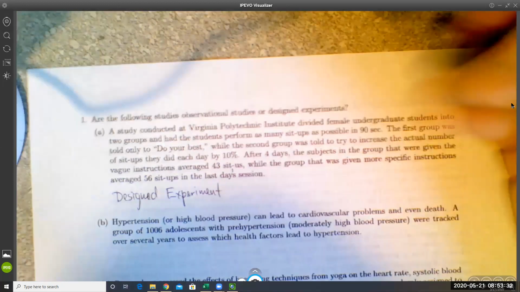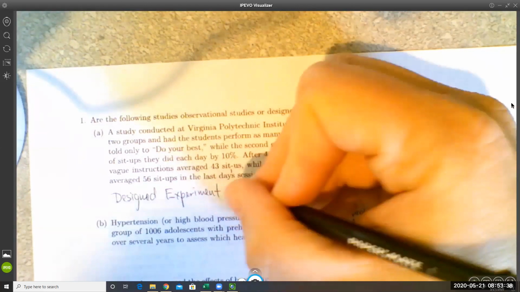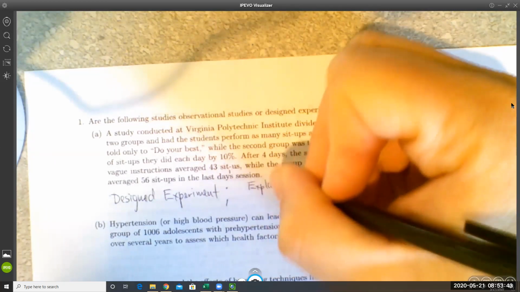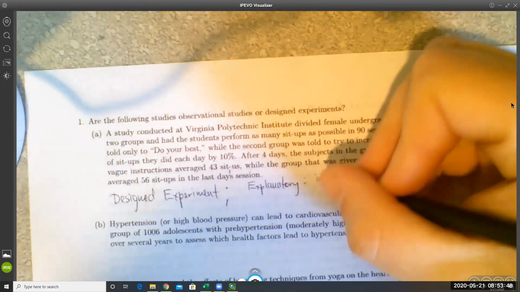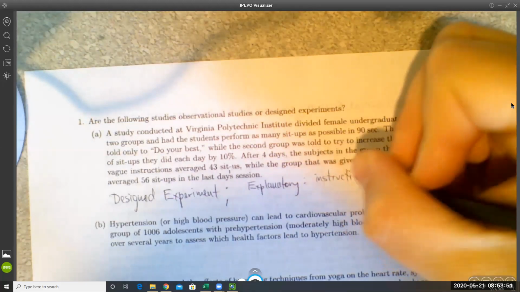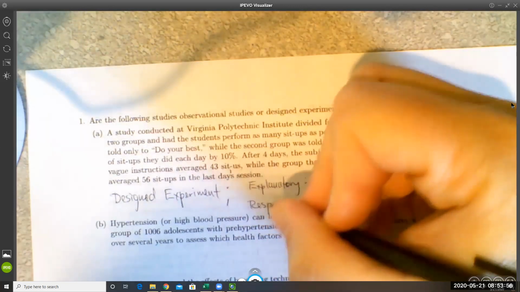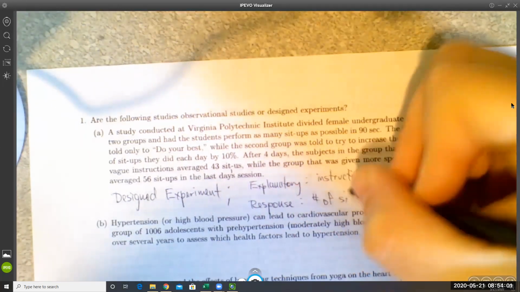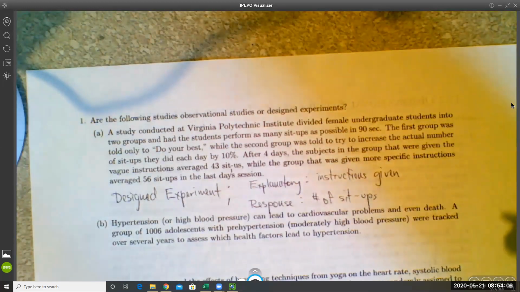And in fact, it might be useful for you when you're coming back to these notes to write down what the explanatory and response variables are. Right, so here the explanatory variable was instructions given, right? And the response variable was the number of sit-ups, right? Number of sit-ups they could perform on the last day. Okay, so that's part A. Let's look at part B.